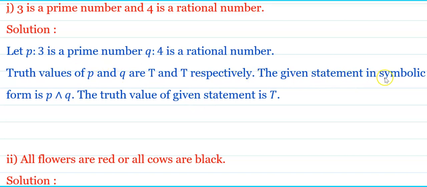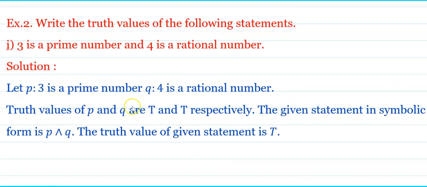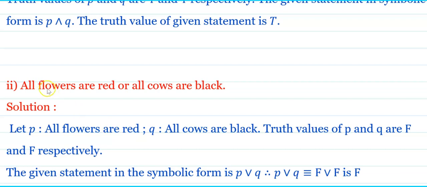The given statement is symbolically P and Q. Now T and T, again it is true. Both are true, then it is true. The truth value of the given statement is true. If both are true and the connective is and, then it is true. Okay. Next, all flowers are red or all cows are black.